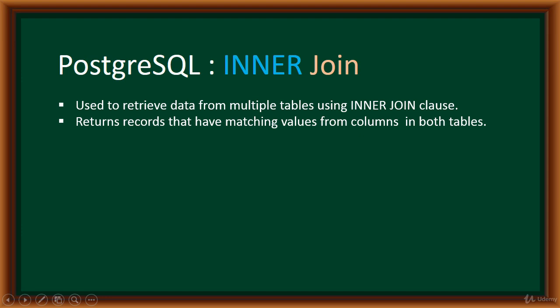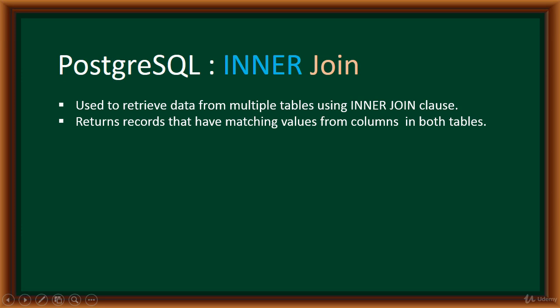What that means is that the participating tables must have columns that are matching. For example, you can have on one table a column called Joe Blogs. On the other table, they must also have a column called Joe Blogs.